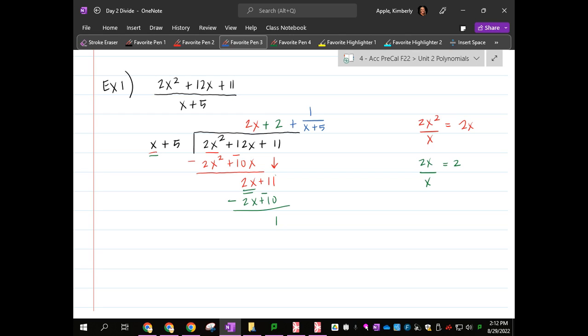I divided. Now I will multiply. 2 times x, 2x. 2 times 5, 10. Subtract, subtract. That's 0. That's 1. There's nothing left to do. So 1 is my remainder, so I will add it.